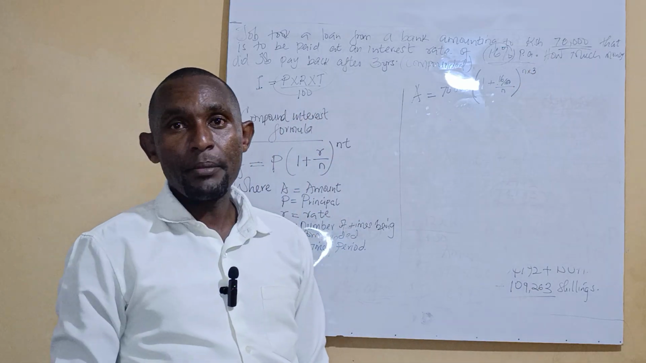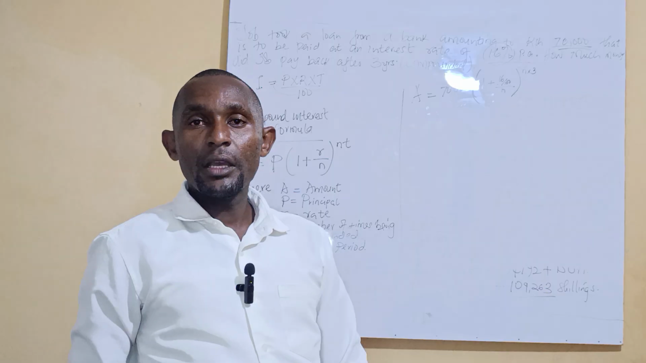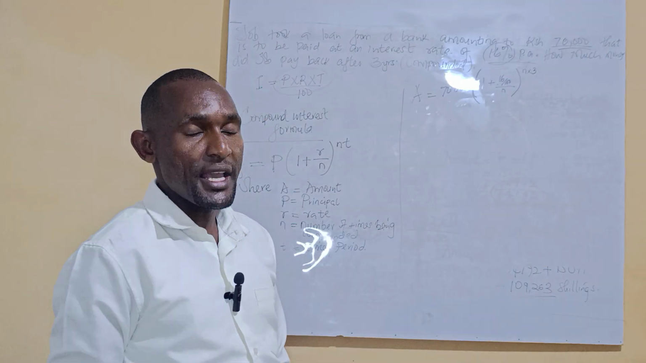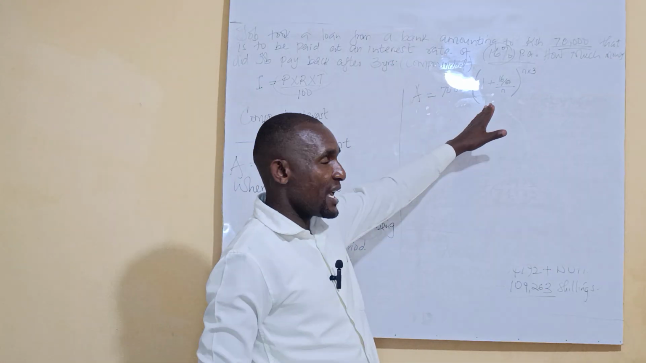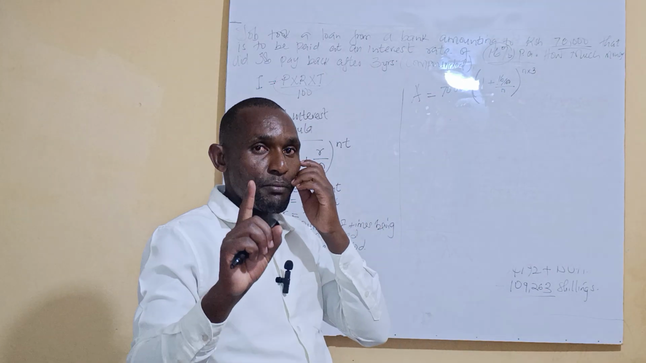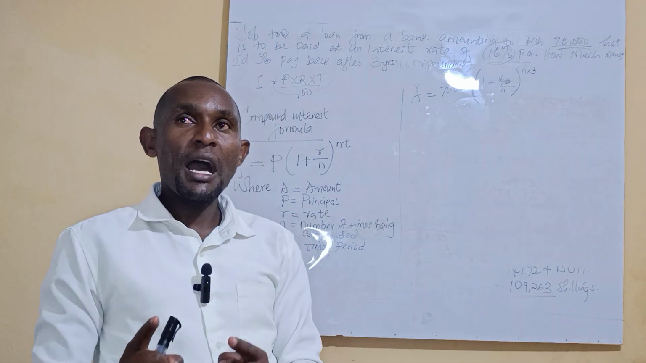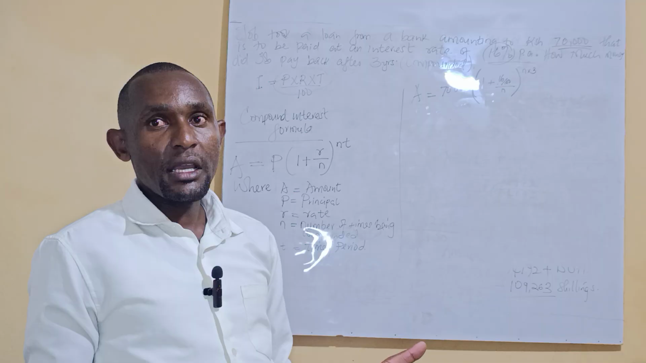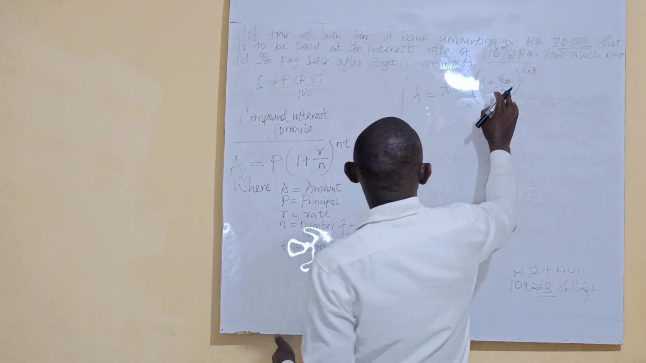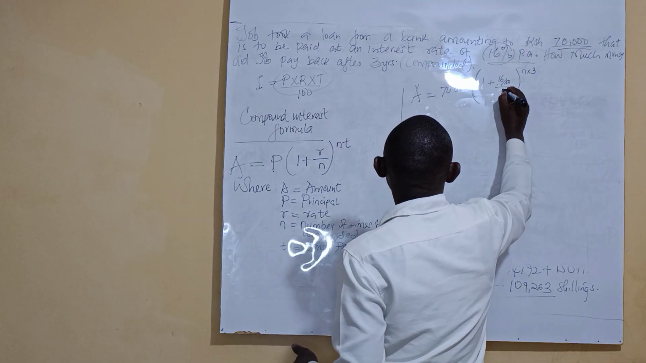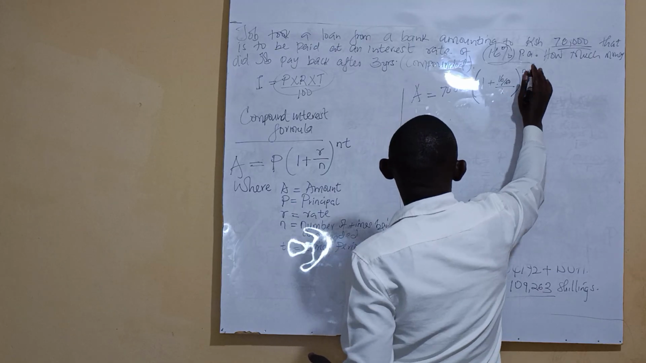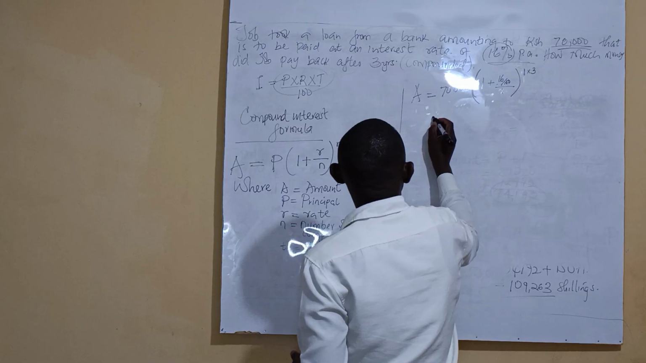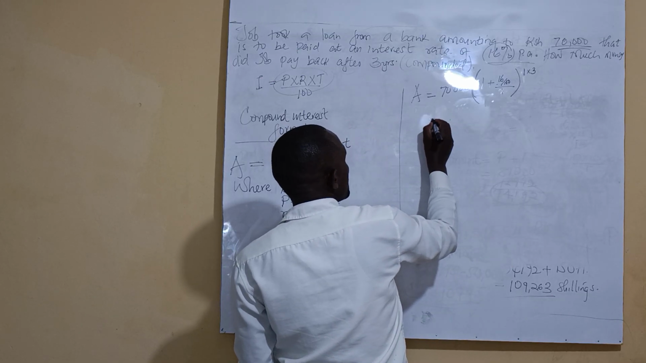In this case, if you look at my question here, the 16% is per annum. If it is per annum, it simply means that it is being compounded once in the whole year. So in this case, my N is going to be 1, because 16% per annum simply means it is 16% for the whole year. So this N is going to be replaced by 1, and here again, it is going to be 1. So from there, we can go ahead.